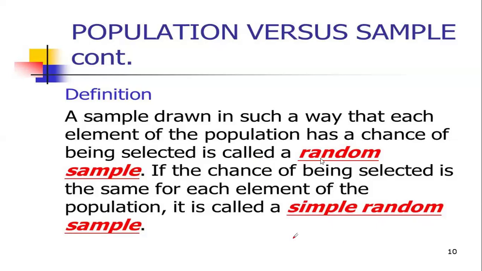I hope you've seen the difference there. So if we are talking about a random sample, then it means that a sample is drawn from the population in such a way that it has the chance of being selected. And if I have a population where I have different samples, and each of those samples has the same chance of being selected, then we would call that a simple random sample. Okay, then I can move.